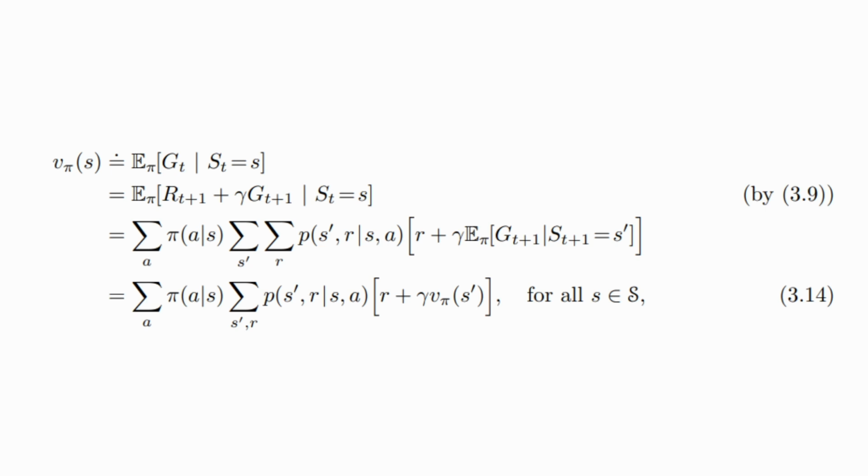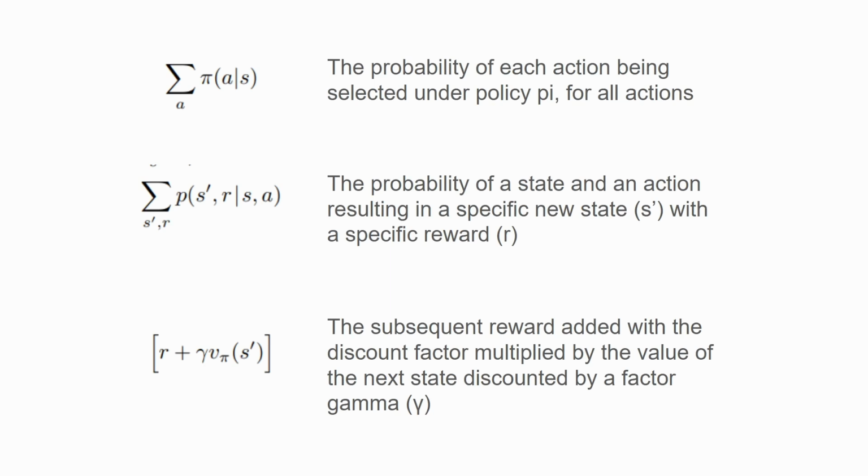Don't be intimidated by the symbols and jargon. It's actually very simple in practice. In fact, let's try to break it down into 3 simple parts. The first part is the probability of each action being selected under policy pi for all actions. All this part is saying is just, hey, in this state, what are the probabilities for all the actions we're able to take?